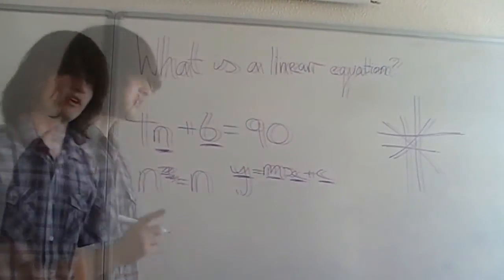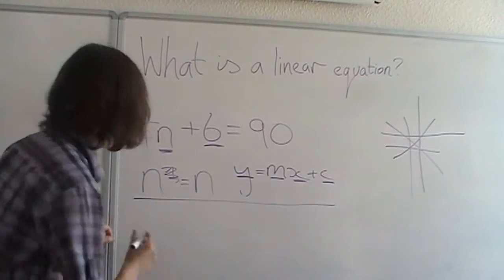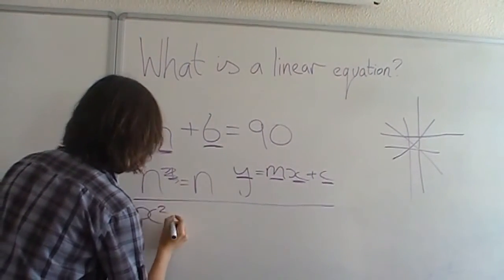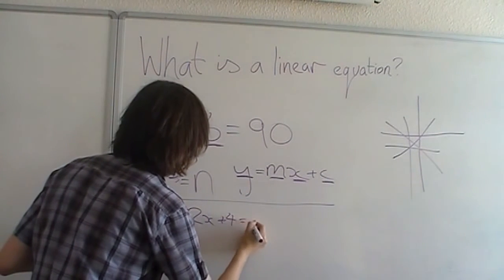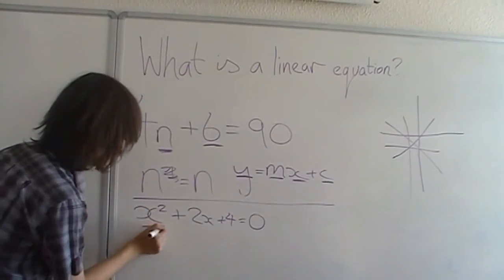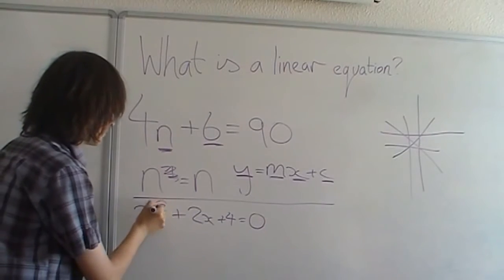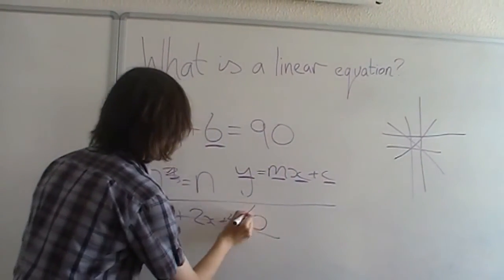But what doesn't qualify as a linear equation? Well, for starters, if we were to write x squared plus 2x plus 4 equals 0, then this isn't a linear equation, because here we have a variable, x, that's raised to a power that isn't 1. Here we have x squared. So that doesn't qualify as a linear equation.